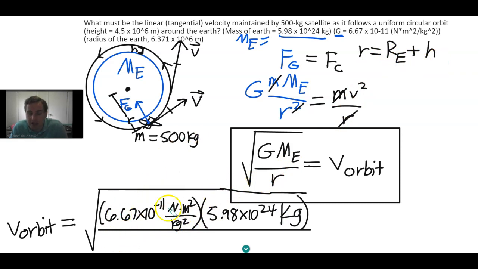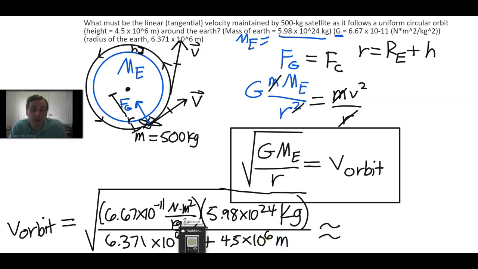So the radius of the Earth is given above, that's 6.371 times 10 to the 6th meters. That's about 6,371 kilometers. It's about the average radius of the Earth. Plus the height that the satellite is above the Earth's surface, that's 4.5 times 10 to the 6th meters. Okay, I recommend you reach for a calculator here.